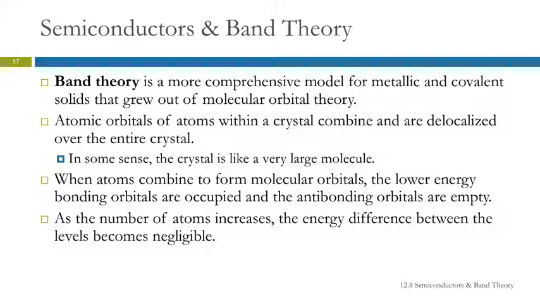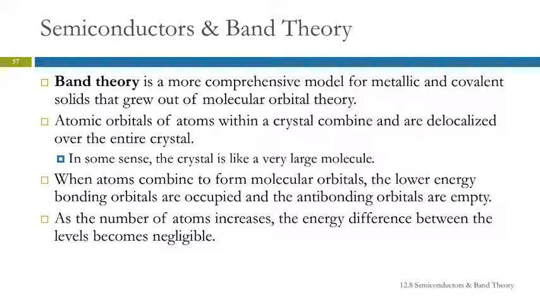Band theory is one way of understanding how they do this. It's a more comprehensive model for metallic and covalent solids that grew out of molecular orbital theory, and we're just going to keep it to generalizations. So the idea here is that the atomic orbitals of atoms within the crystal solid combine and are delocalized over the entire crystal. So in some sense, the crystal is like a very large molecule.